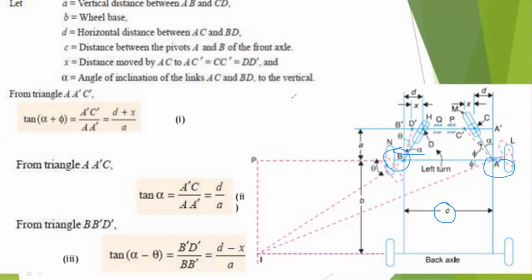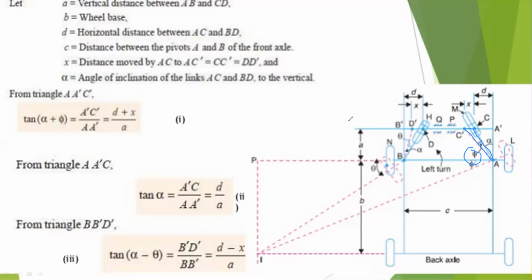So whenever the vehicle turns, it means the vehicle turns right side or left side, in the turning motion the wheel position is changed. So that is AC dash, that is the vehicle direction. AC dash makes an angle. And CC dash is the actual position, it is the moving position. CC dash makes an angle phi.